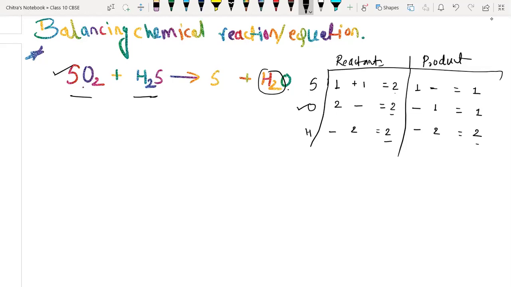In order to balance the oxygen atom, I'm going to change the ink. We have to multiply this by 2, because our product is H2O. In order to balance, we can't write 2 here, because H2O is water and H2O2 is hydrogen peroxide. So if we write 2 here, the product will get changed. That's why we do not write it.